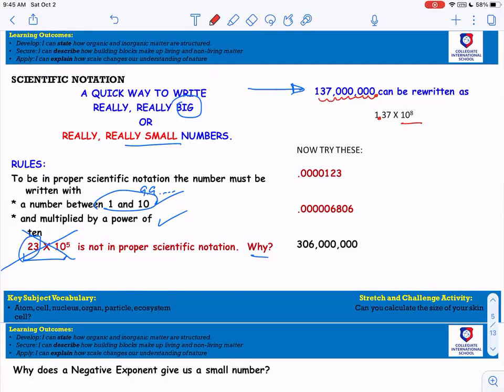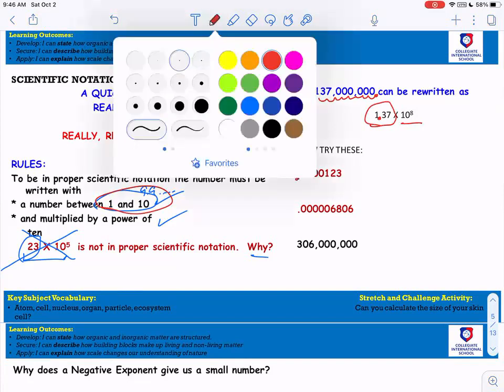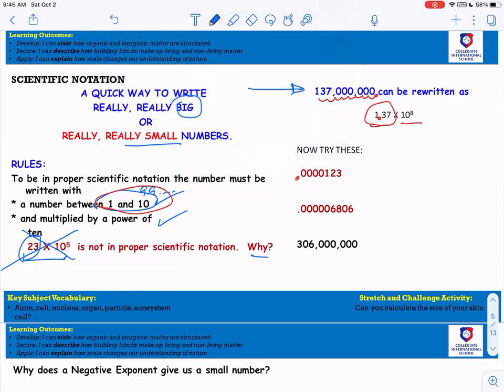So this is a proper scientific notation because 1.37 is a number between 1 and 10. I hope that makes sense. So let's try this together. If I have a very small number, then all I need to do is put the decimal point somewhere, and I'm going to use another color for this. I need to put a decimal point in between 1 over here.